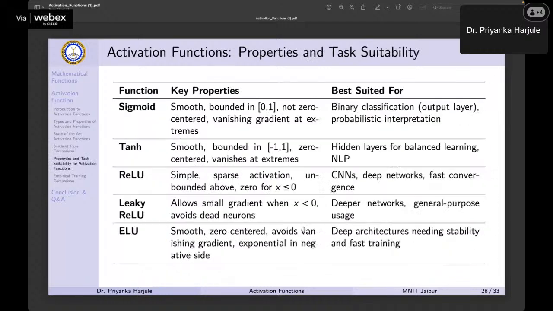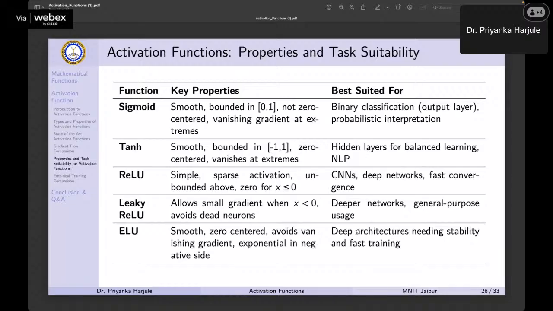So these are the key properties that we just discussed, and the best suited scenarios where these activation functions are used. Sigmoid is generally used for binary classification in the output layer. Tan hyperbolic is used in the hidden layers for NLP problems. ReLU is used for convolutional neural networks in the hidden layers. Leaky ReLU is used more in deeper networks for general purpose usage. ELU is also used in deep architectures.